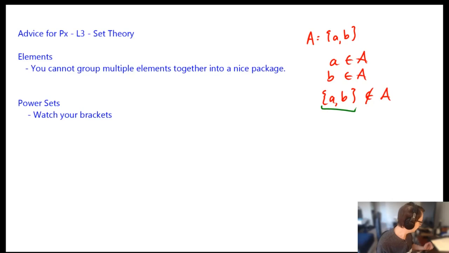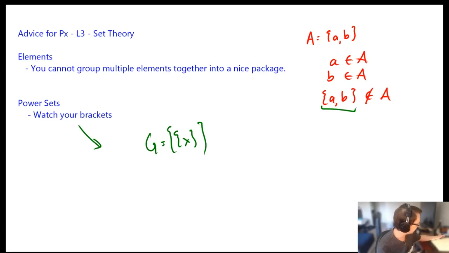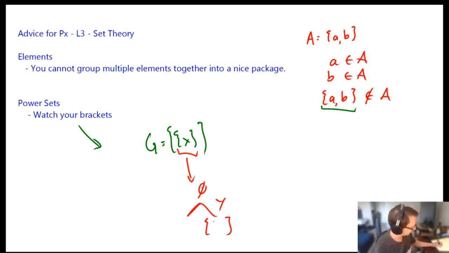And with the power sets, watch your brackets. A lot of the people who are getting the power set question wrong, it's because you're just missing one pair of brackets on one of your elements. So just be careful of that. For instance, if you have this set G and it contains something like the set containing X, remember you're asking yourself if you want to add this to a set. If you do add it to a set, you end up with something like that. In the end, you're adding this to a set, so you might get an extra pair of brackets than what you're expecting. So that's just my little advice from what I've seen so far.